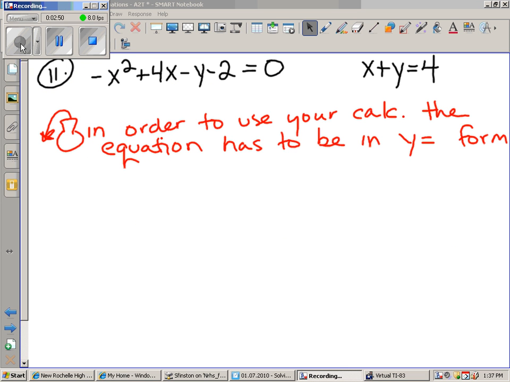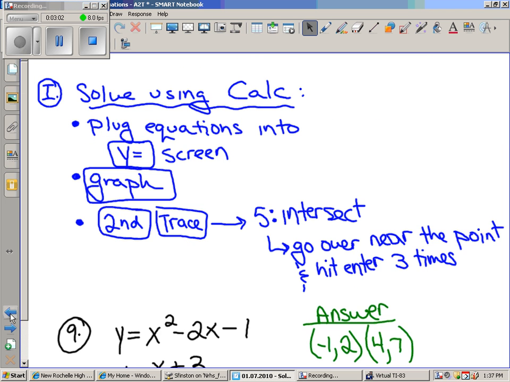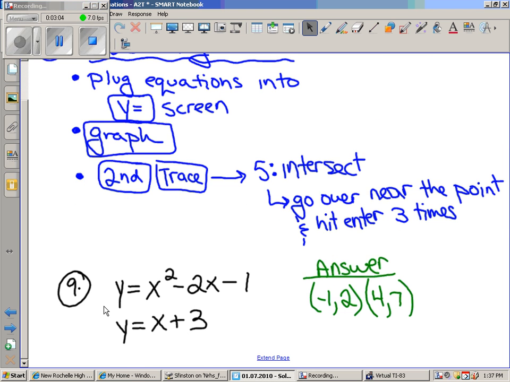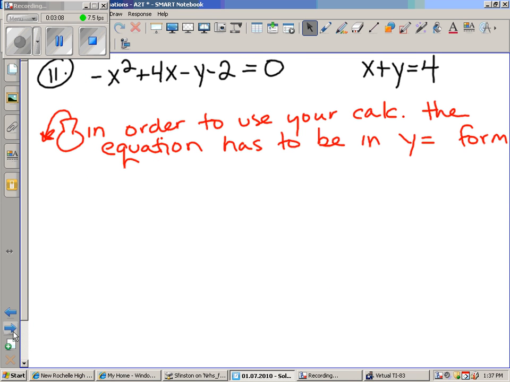So here's the deal. Question number 11 from the sheet. We're trying to solve this system of equations, right? In order to use your calculator, it's got to be in y equals form. And what do I mean by that? Take a look at the 2 equations we solved over here. They were both y equals. Now take a look at this. It's all messed up. So what do you think you have to do? You of course have to reorganize it so that it is in y equals form.